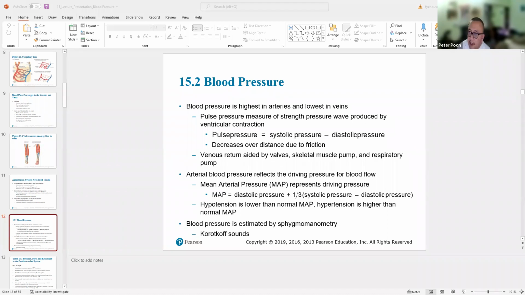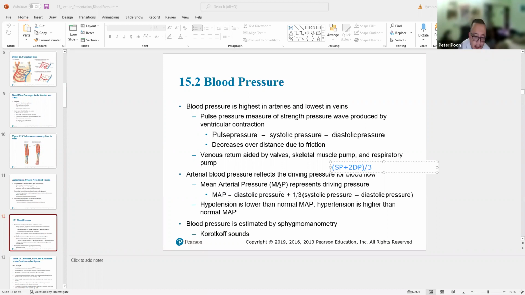The other way I like to think about what mean arterial pressure is: systolic pressure plus 2 times the diastolic pressure, all divided by 3. I can derive this equation from that equation if I wanted to.